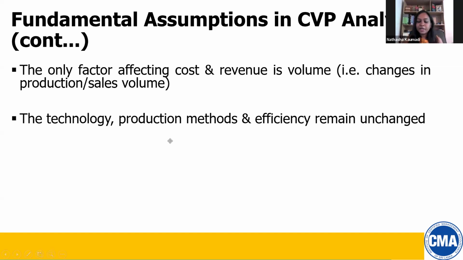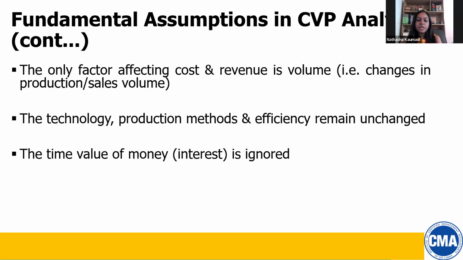The technology, production methods, and efficiency remain unchanged. As we discussed, technology doesn't change in the short run. Production methods, the tendency of change in the production methods, let's say labor intensive to capital intensive. Labor intensive means we are using more laborers in the production flow. Capital intensive means we are using more robotics, machines in the production flow. So the tendency of change in the production method would be very less. Efficiency would be the same because it's a short run. Those things remain unchanged, right?